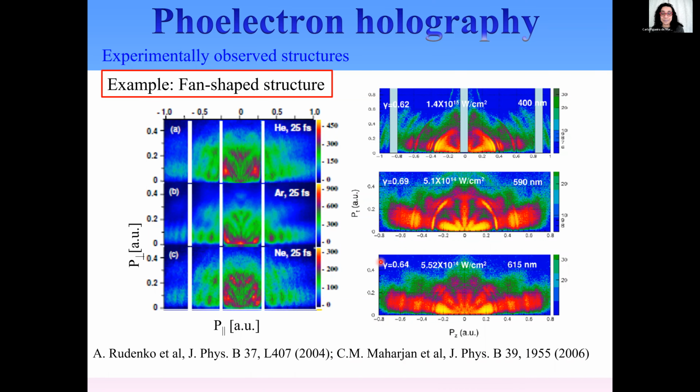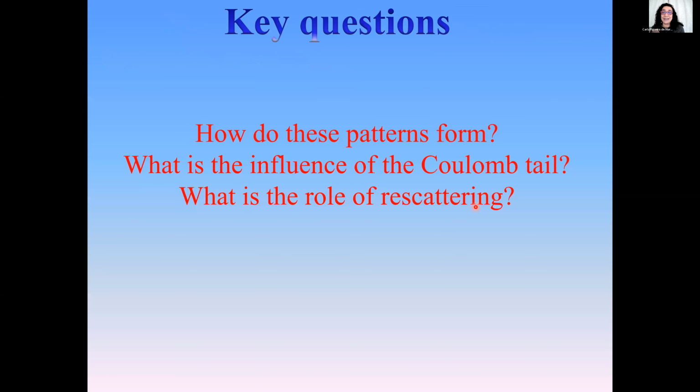in Heidelberg and in many other places. And we wanted to know how these patterns form. We wanted to know how the Coulomb potential was influencing this. We wanted to know about rescattering, and we had the tools to check this.